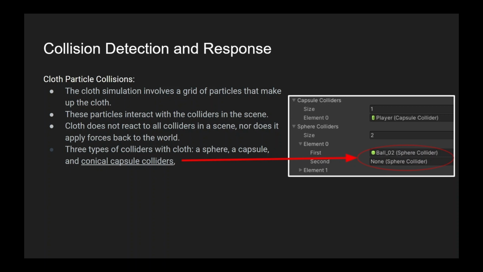There are also only three types of colliders that can react with a cloth: a sphere, a capsule, and a conical capsule collider. A conical capsule collider is when you attach two colliders of different objects into the same element as shown here. And the reason why Unity can react with only three types of colliders is to boost performance, since Unity's cloth component is mainly used for character clothing.